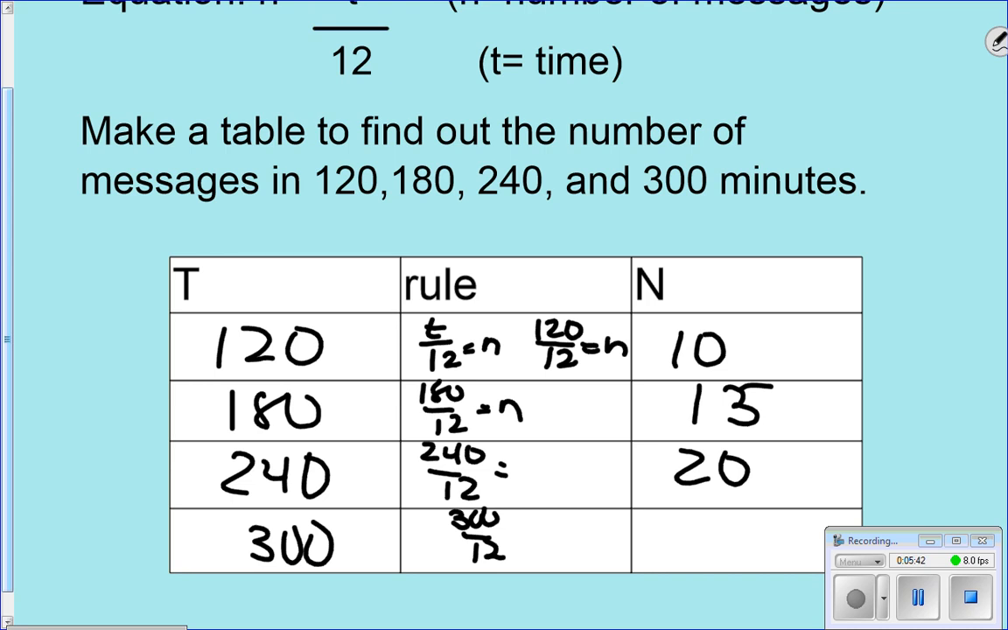Yep. It does go up by 5. And if you look, is there a pattern? All right. So this is how you'd make a table, and this is what number 32 and 33 were about yesterday. Okay. Let's keep going.